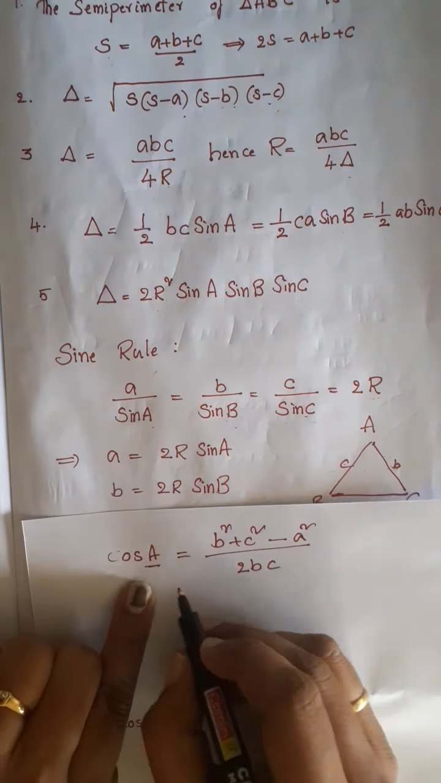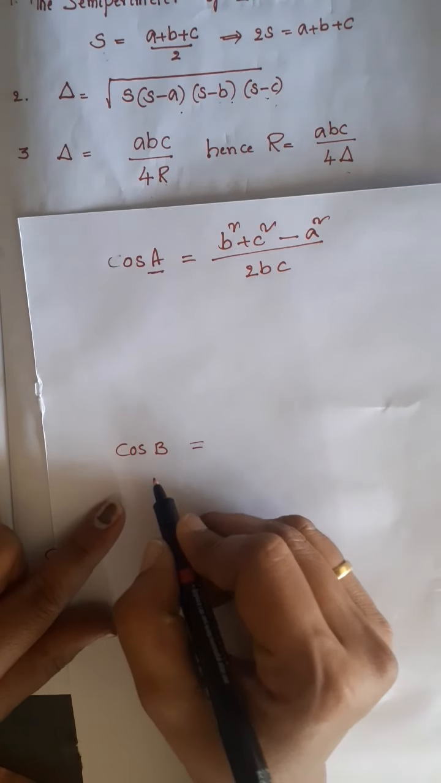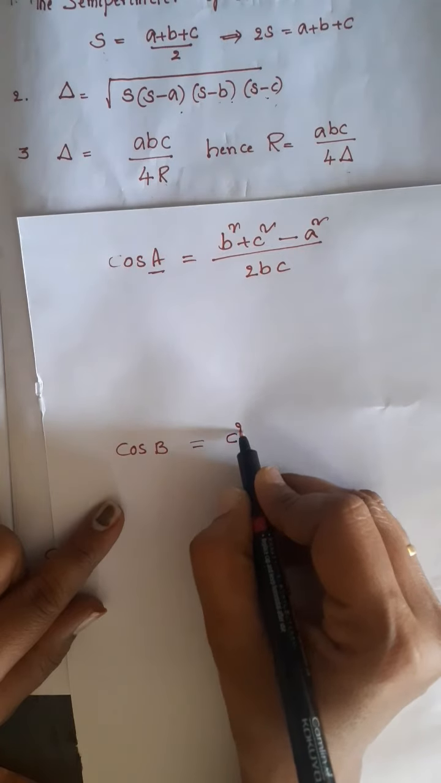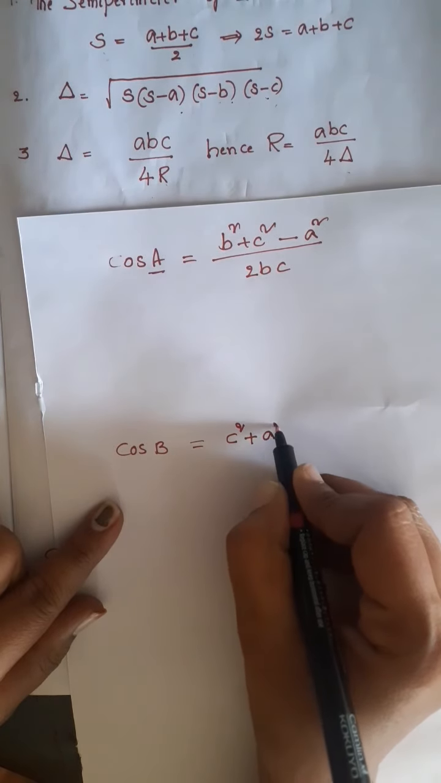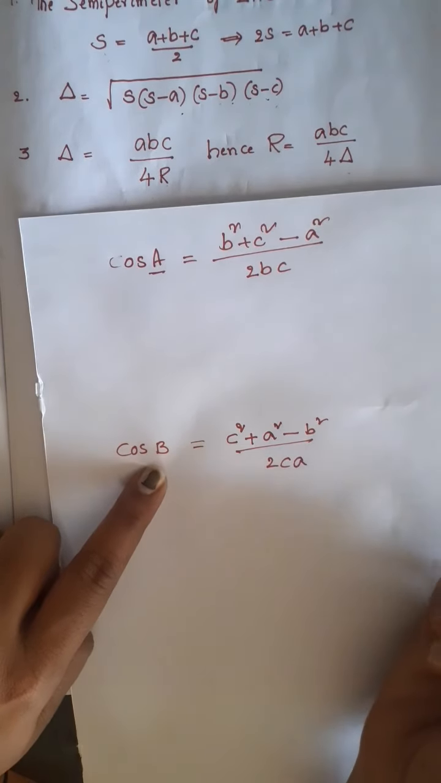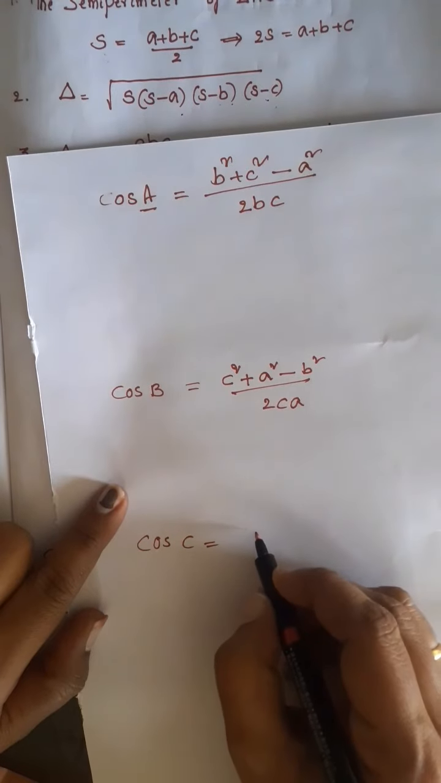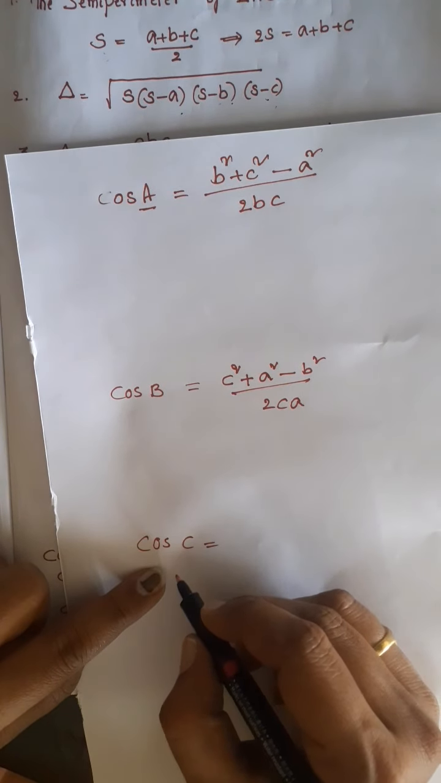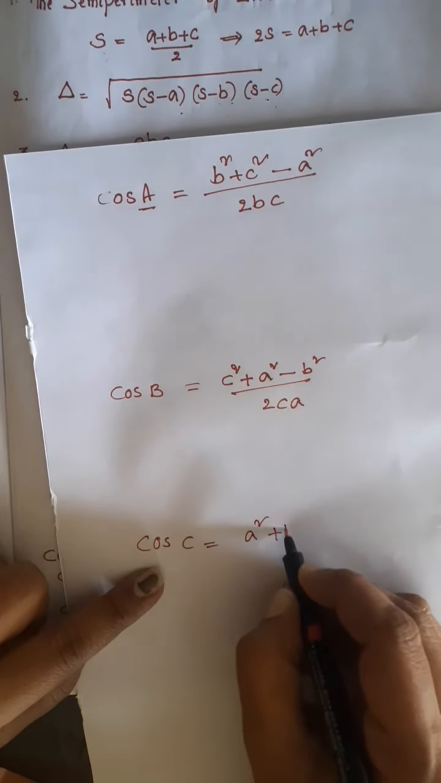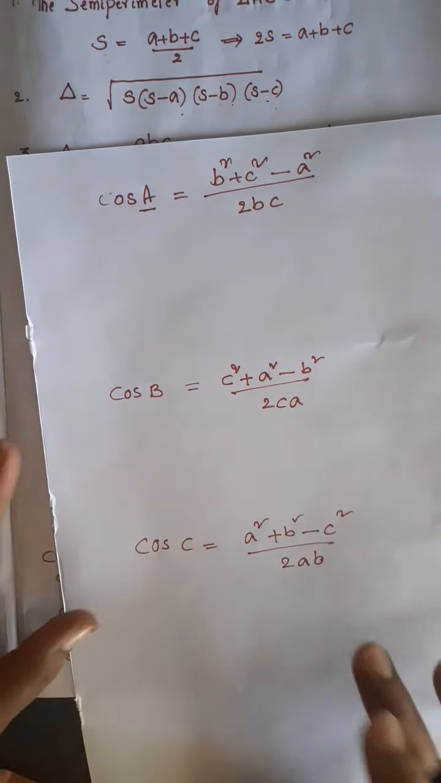This is cos A. And what about cos B? B is the angle between a and c, right? So you can write in any way, c square plus a square minus b square by 2ca. And next, cos C, C is the angle between a and b. So a square plus b square minus c square by 2ab. You should remember this formula.